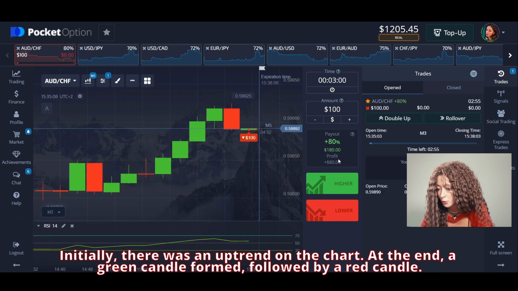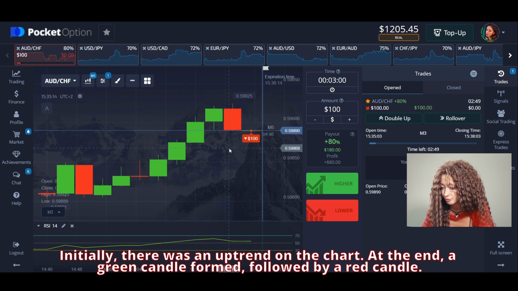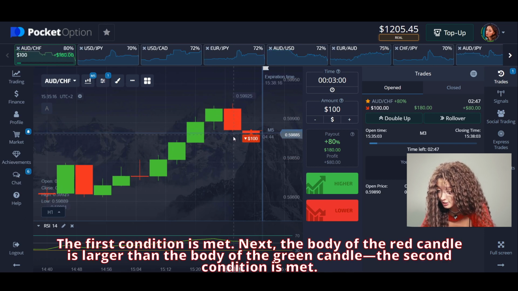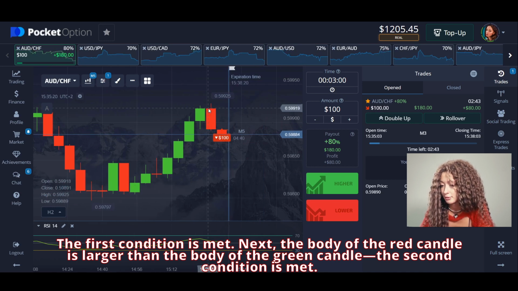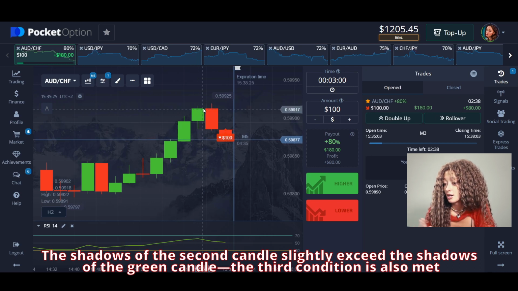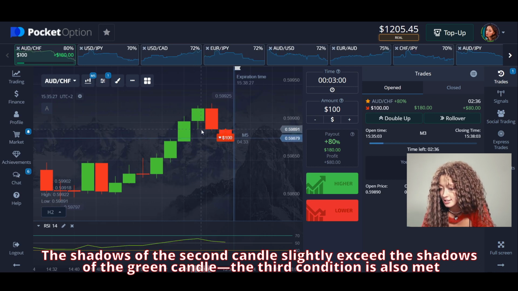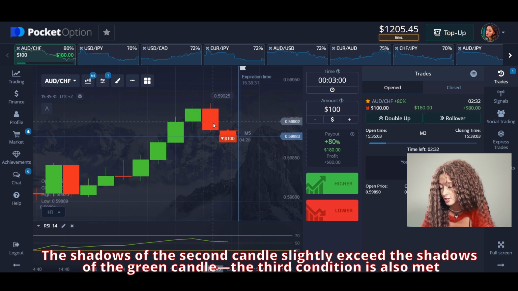Initially, there was an upward trend on the chart, and then a green candle formed, followed by a red candle. The first condition is met. Next, the body of the red candle is larger than the body of the green candle. The second condition is met. The shadow of the second candle slightly exceeds the shadows of the green candle. The third condition is also met.